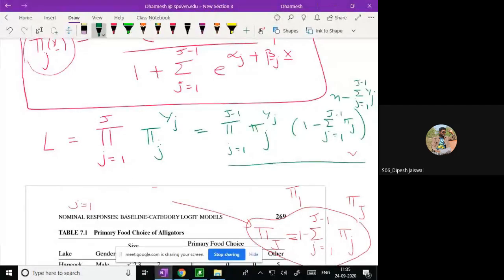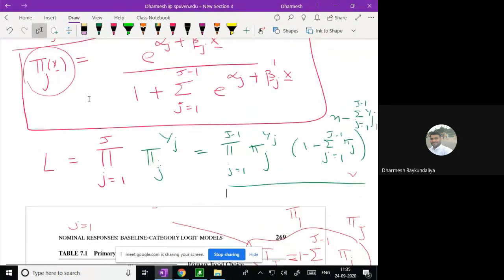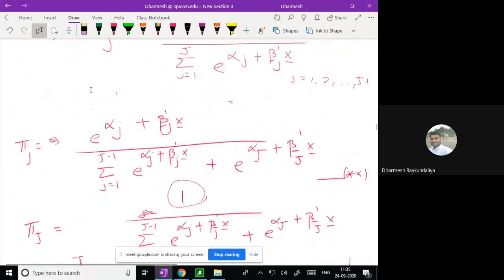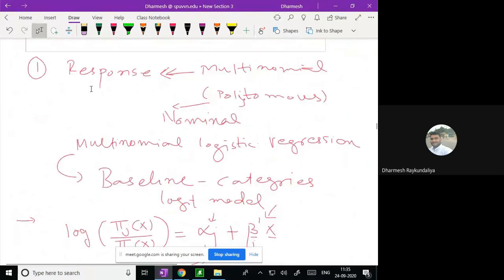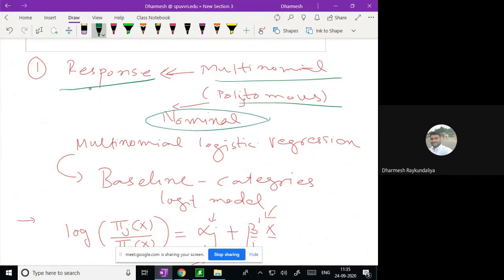Then take the log likelihood, and in place of pi j substitute the value you have, you will get the estimate of the parameters. We will see that later. But in short, from where we started: first we look at the response, whether it is multinomial or polytomous, and the categories are nominal in nature. Which model is possible? Given a set of covariates, we can apply multinomial logistic regression, and in this setup we keep any one of the categories as a reference category. Usually we keep the last category, so it is known as the baseline category logit model.